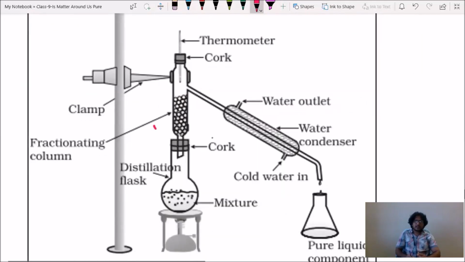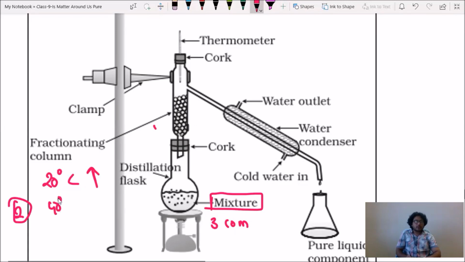You can take, for example, this same round bottom flask. You can take a mixture which contains 3 components. First heat this mixture at one certain temperature, let us say 20 degrees Celsius. Because of its low boiling point, that liquid will evaporate and 2 liquids will remain in the beaker. Again increase the temperature to 40 degrees Celsius, that second liquid will evaporate and 1 liquid will be left in the beaker. Like that, you can keep on increasing the temperature.